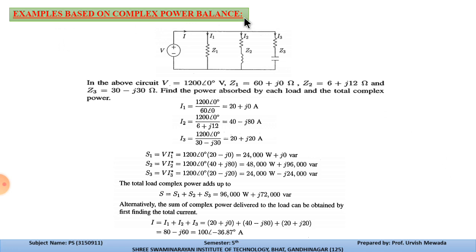We already studied the complex power. What do we mean by complex power? Complex power is the apparent power, and apparent power is a combination of active power and reactive power. So we write apparent power S is equal to P plus jQ. That's why that power is called the complex power.